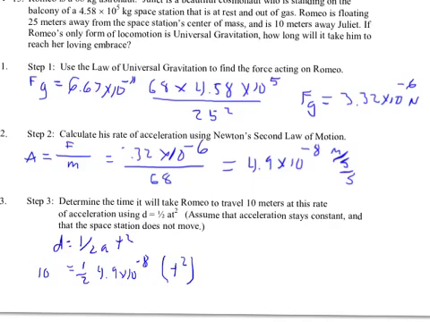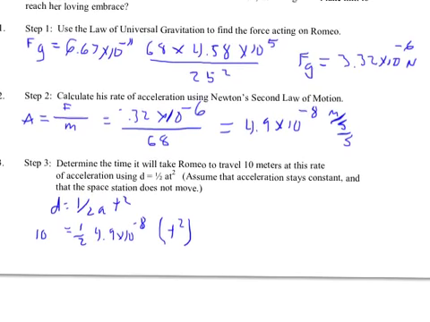So now what we have to do is we're going to say, well, let's turn this into a number. So what's 1/2 of 4.9 times 10 to the negative 8th? Turns out that is equal to, let's just squeeze it in down below here if we can. So that means that 10 also equals 2.45 times 10 to the negative 8th times t squared.